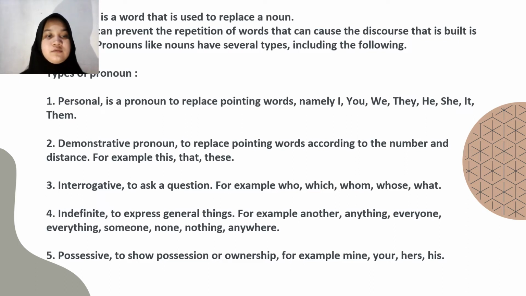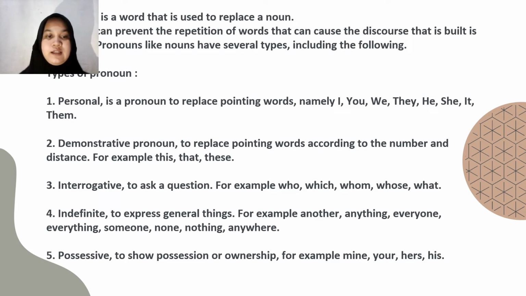Types of pronoun. 1. Personal: a pronoun to replace pointing words, namely I, you, we, they, he, she, it, and them. 2. Demonstrative pronoun: to replace pointing words according to the number and distance, for example, this, that, and these. 3. Interrogative: to ask a question, for example, who, which, whom, whose, and what.